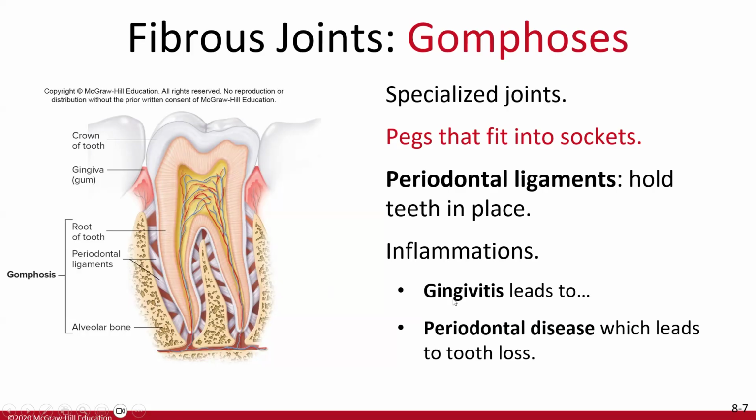Here's just a couple of highlights of pathology that can relate to our teeth specifically. So gingivitis is when the gums themselves get irritated or infected, and that can spread down into the socket. And chronic gingivitis or severe gingivitis can lead to periodontal disease, which can affect actual loss of the tooth.